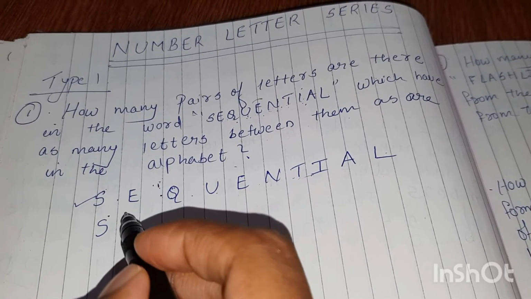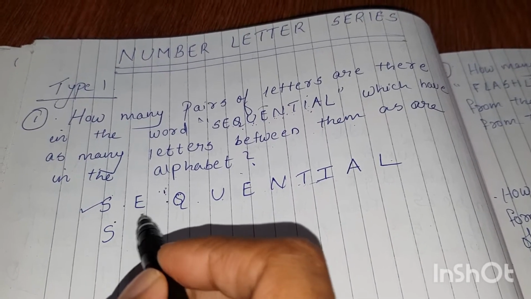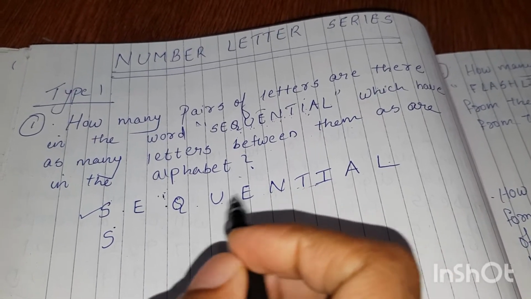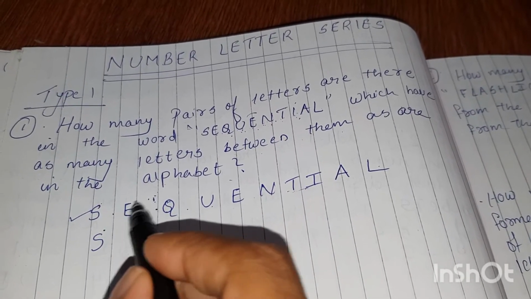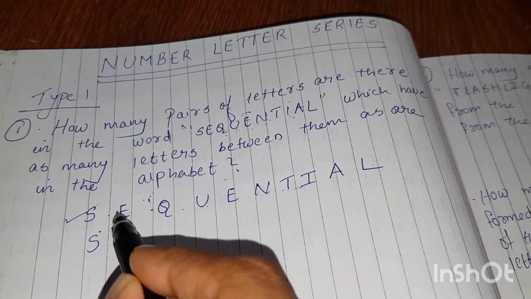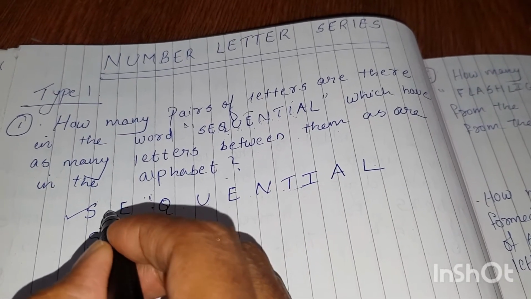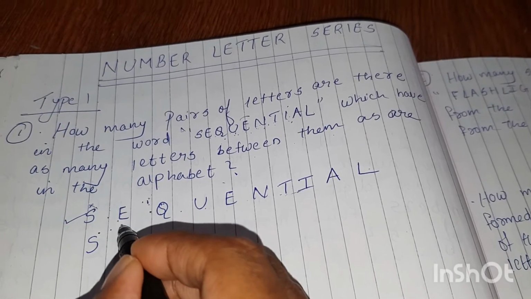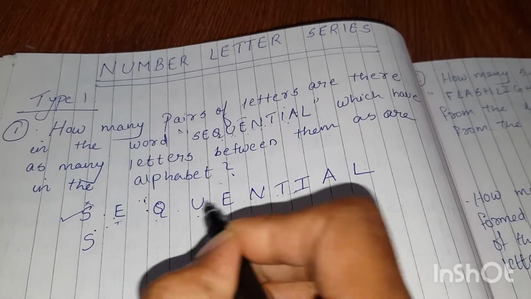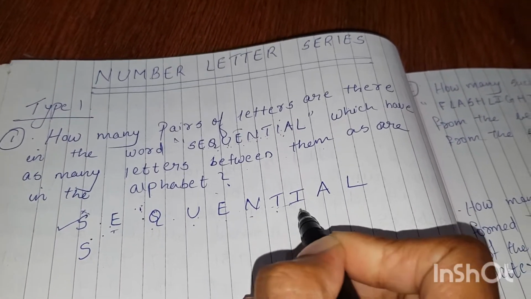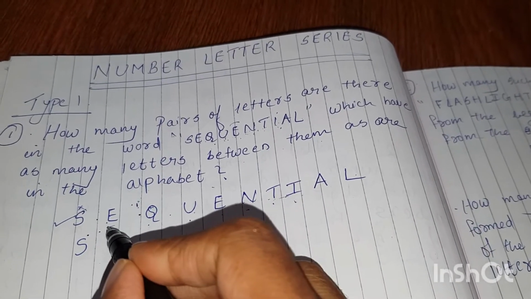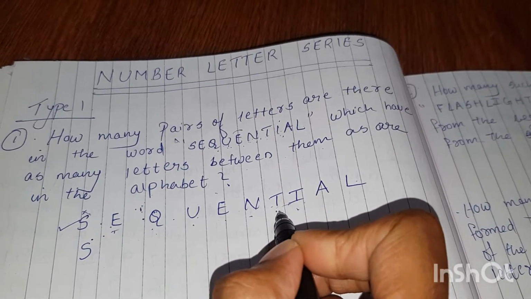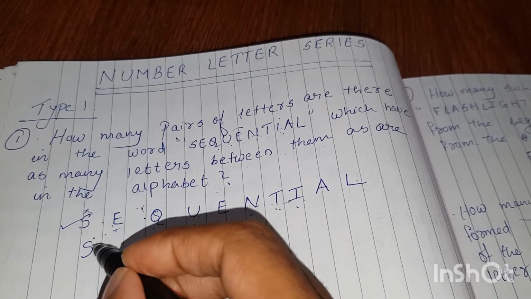And in the English alphabet, what is the letter after S? T, U, V, like that, okay? So you have to count after S according to the English alphabet, okay? So not counting S, after S, what is T, U, V, W, X, Y, Z, okay? So there are no letters as per the English alphabet after S, okay?